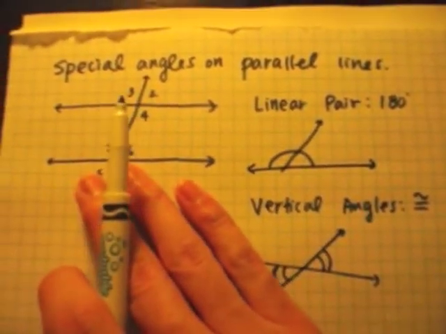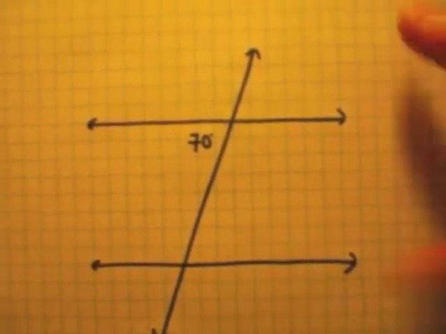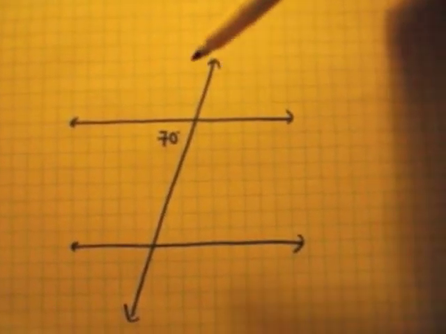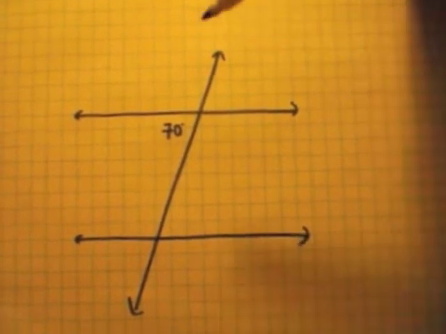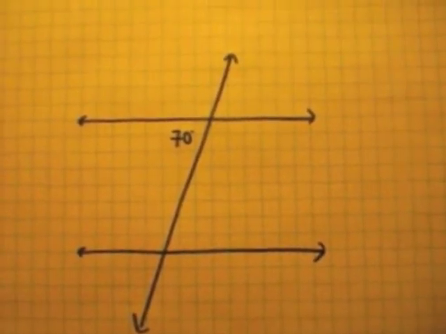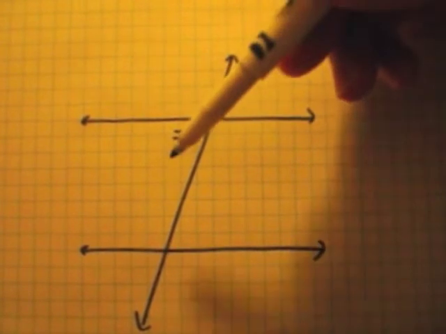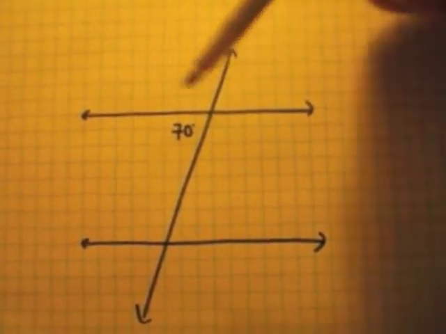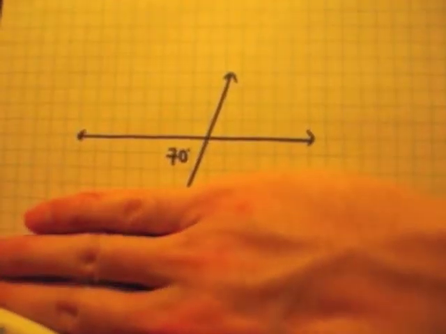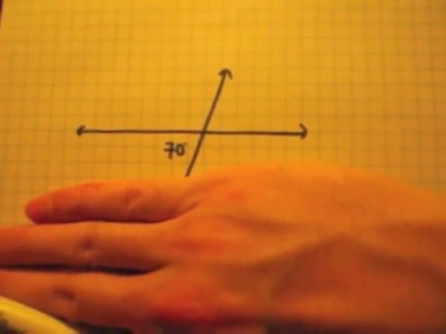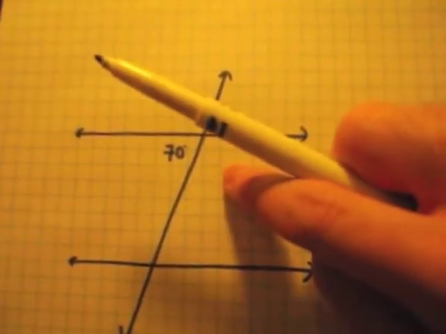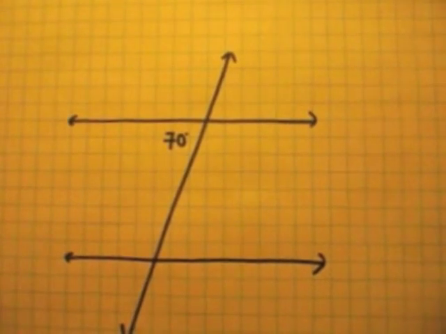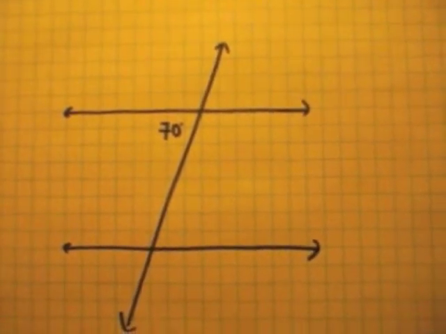Now, knowing these two pieces of information, we should be able to figure out what all of these angles equal. Alright, geometry, so here I have an example. These are parallel lines, let's say they're parallel lines. I give you an angle of 70 degrees. Just focusing on that top part, you should be able to tell me what all three of these angles equal, using your knowledge of linear pairs and vertical angles.